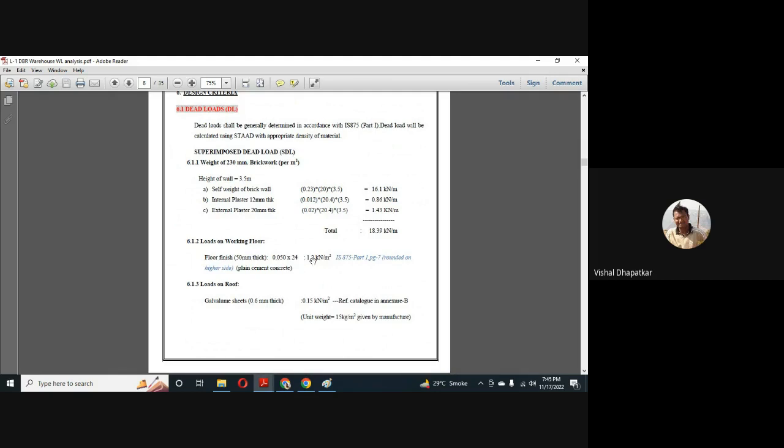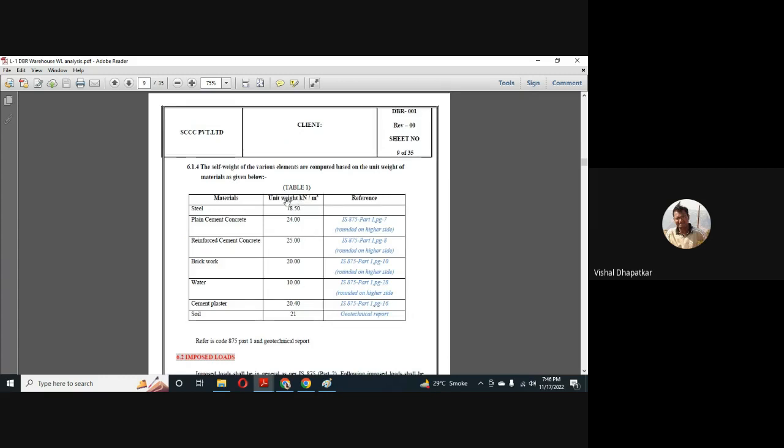This is the loading on the working floor, meaning the loading on the grade floor, that is 1.2 kilonewton per meter square, and that will be transferred to the soil directly. So loads on the roof. This load will be acting on the shed or roof. The sheet thickness here we considered is 0.6 mm thick galvalume sheet, and its self-weight is 0.15 kilonewton per meter square. Okay. So this is provided by the manufacturer. They have different kinds of sheets and different thicknesses of sheets. So we have to refer to this catalog, and from that we can get the load of that sheet.